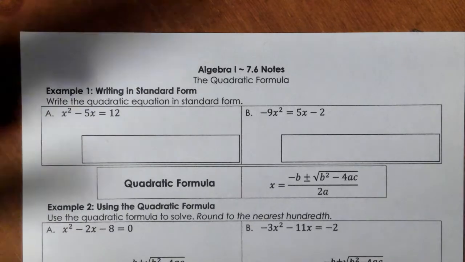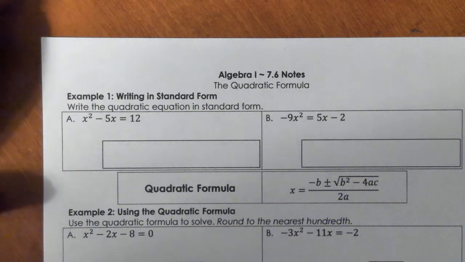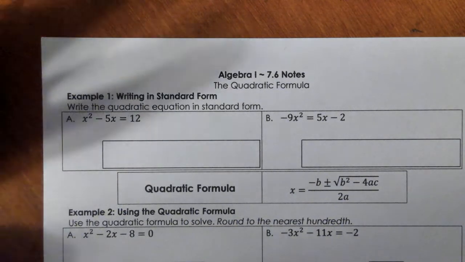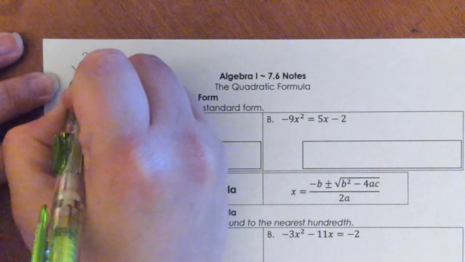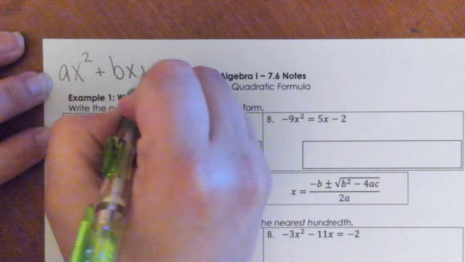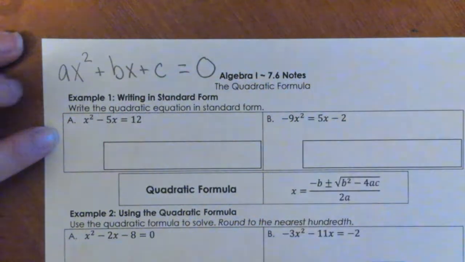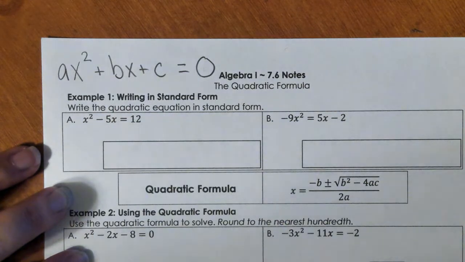So way back in the day, 7.1, first day of the notes, the formula you were given for a quadratic was y equals ax squared plus bx plus c. We're going to think of that as ax squared plus bx plus c equals 0. So basically, in all of our equations, we want it to equal 0.